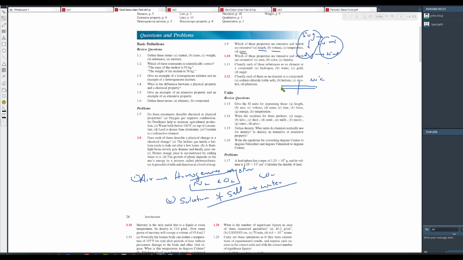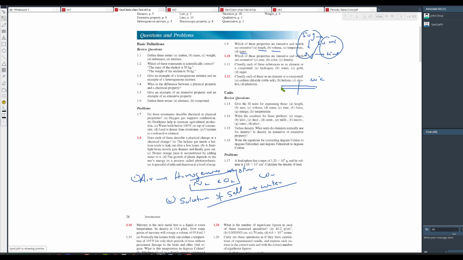What about in the 1.10? You mentioned area, so that one's extensive, and then color. Would color be intensive? Intensive, because if you have a gold, it's a golden color. If you make it half, it still remains golden in color, so it does not depend on quantity. What about density? Intensive.